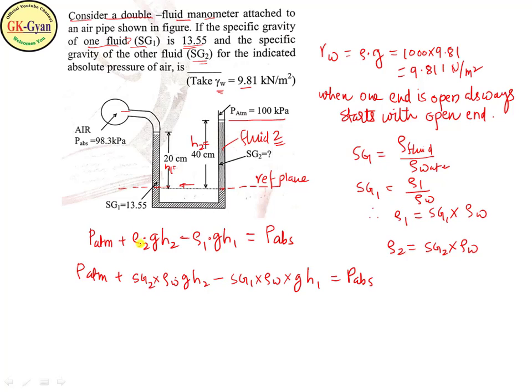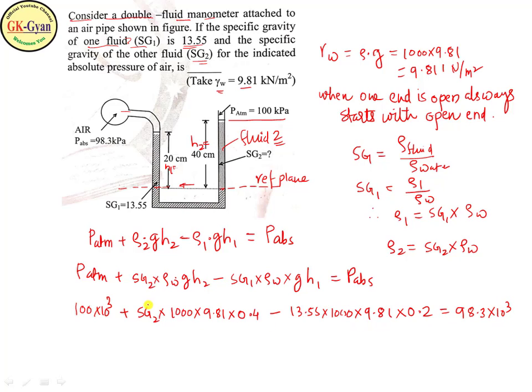So put the values here directly. P atmosphere is given as 100 kilopascal. So put here 100 into 10 to the power 3 pascal plus Hg2, which is not given; you have to find out Hg2. Density of water is 1000, so 1000 into 9.81 into h2. h2 is given as 40 centimeter, so it will be 0.4 meter, minus Hg1, which is given as 13.55, into 1000 into 9.81 into h1. h1 is given as 20 centimeter, so it will be 0.2, equal to the absolute pressure given as 98.3 kilopascal, so 98.3 into 10 to the power 3. So calculate this equation and find out Hg2.